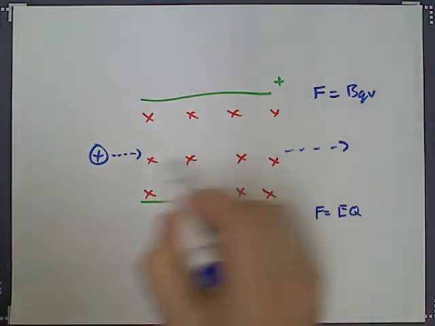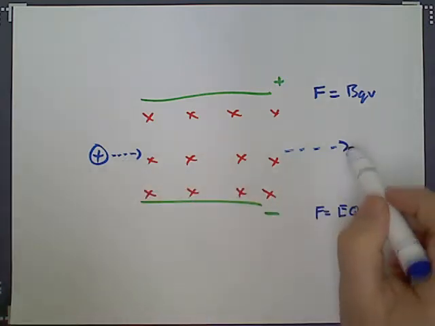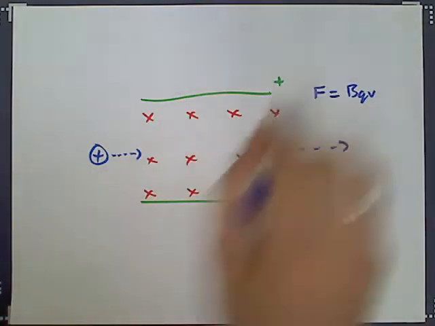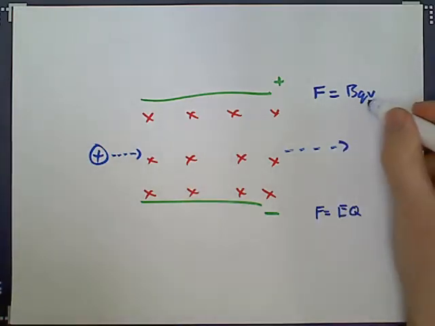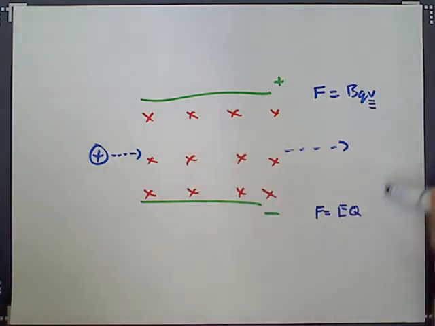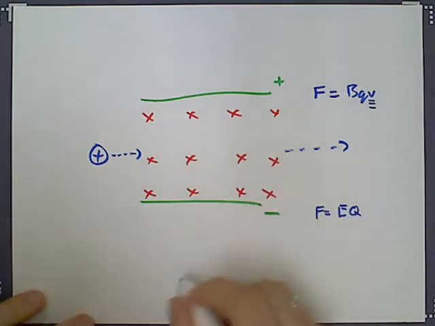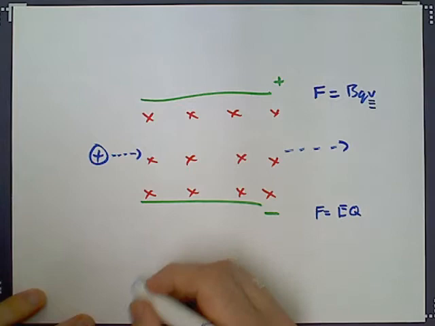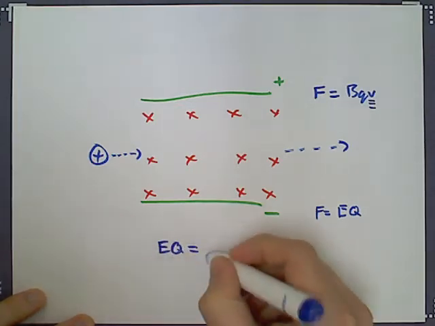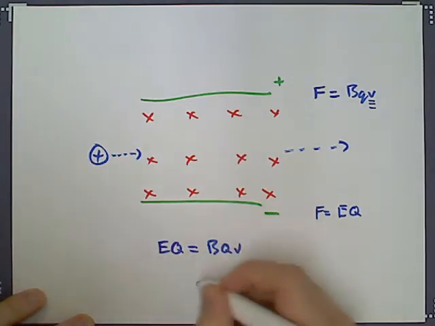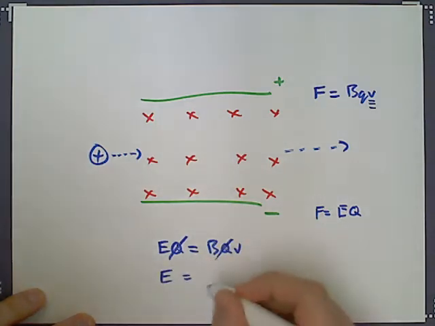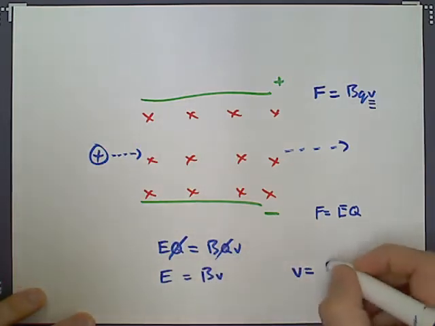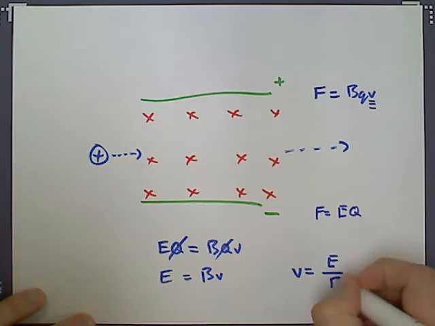Now, we want to make sure it comes out there straight, and every other particle is deviated off, because we don't want them. So we need to make sure that the right velocity comes out this side. So let's set these two equations as equal to each other. So EQ is equal to BQV. Well, quite nicely, we can get rid of the Q's. That means E is equal to BV. Therefore, V is equal to E over B.